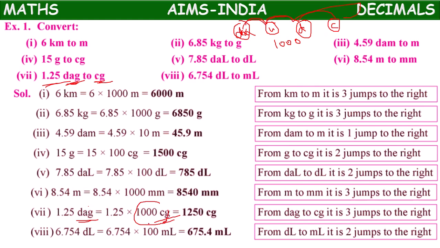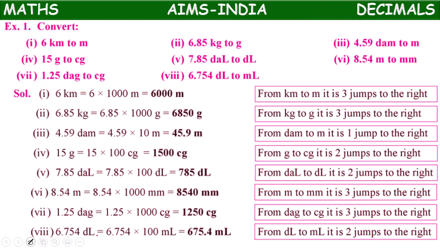So here 1000 is there. So what happens to the decimal point? 1 place, 2 place. In third place there is nothing, 0 we have to take. 1250 centigram.